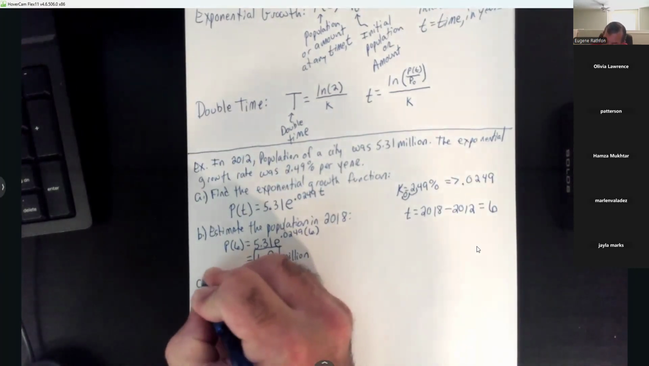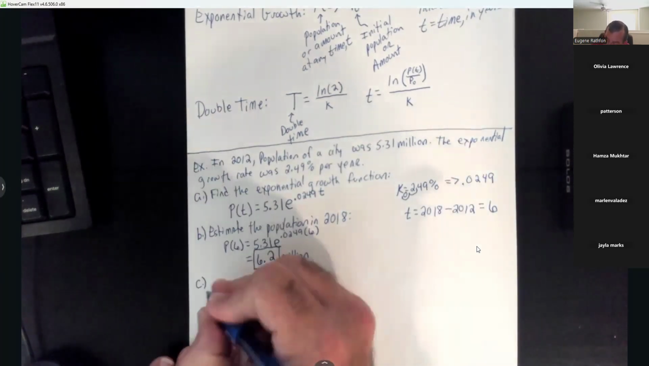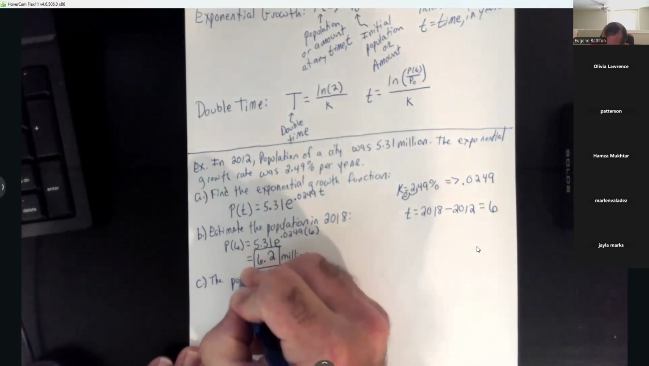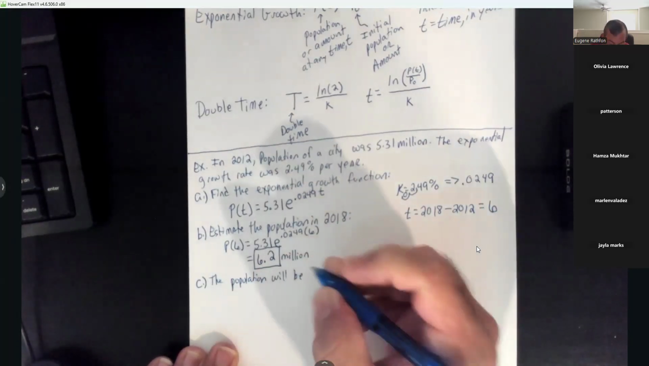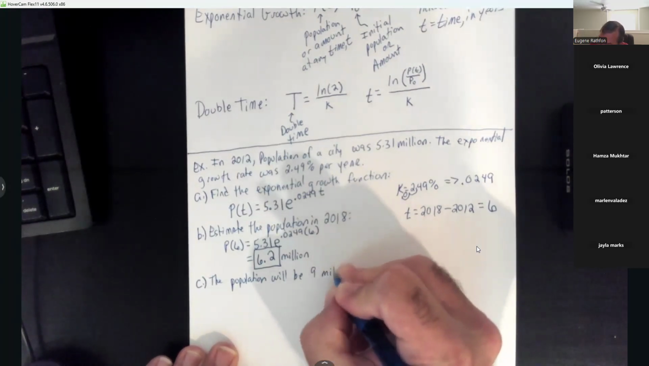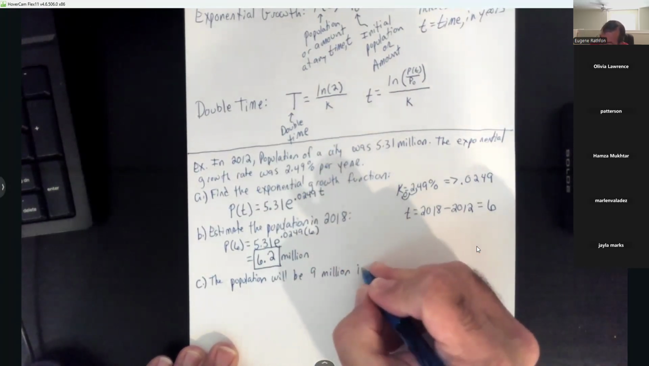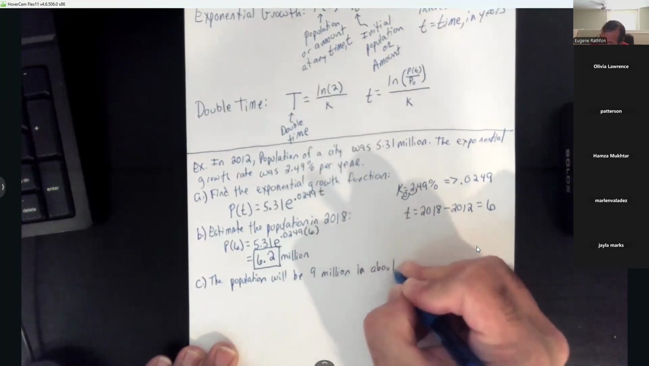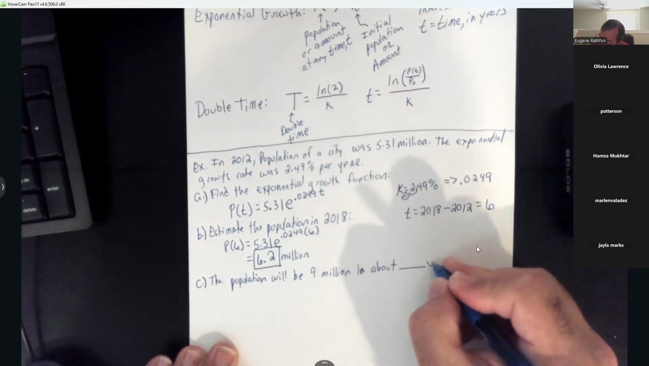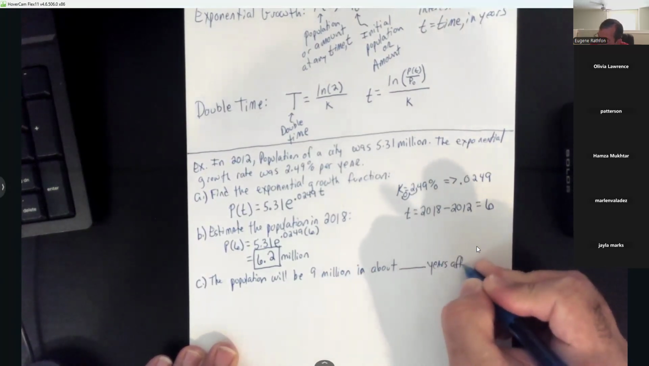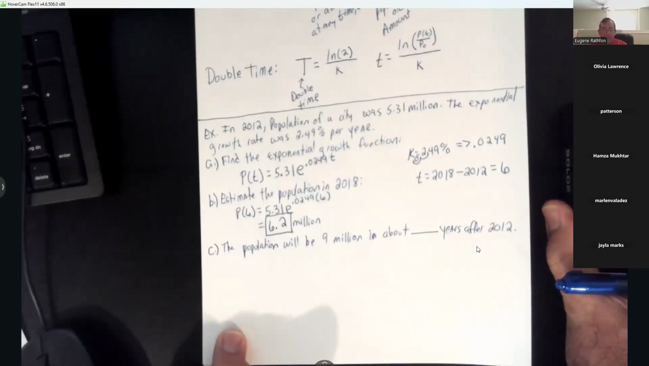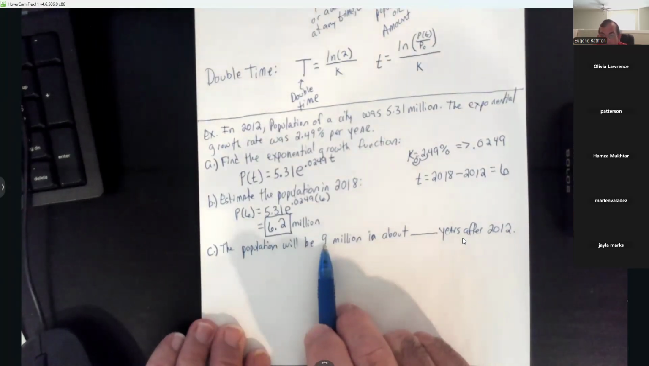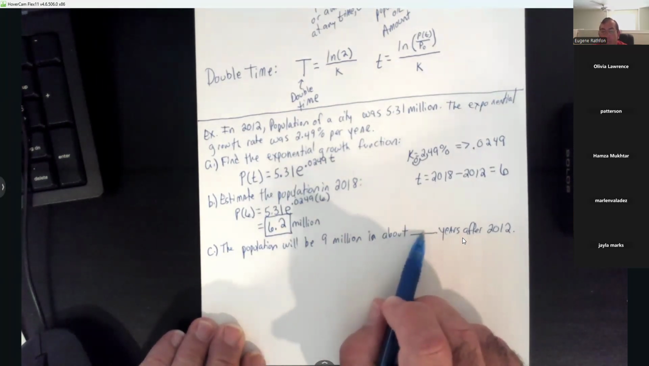All right, y'all see. So this one says the population will be 9 million in about blank years after 2012. So they're giving me the ending amount. What they're looking for is how many years have passed.